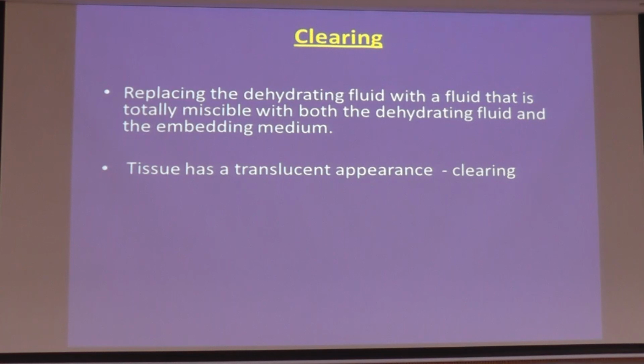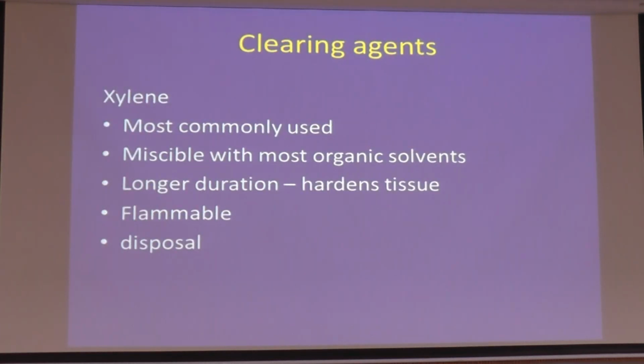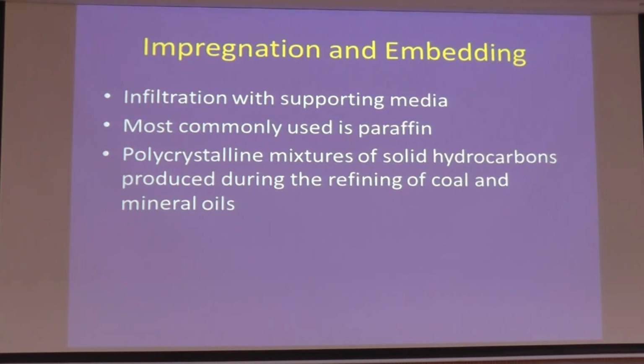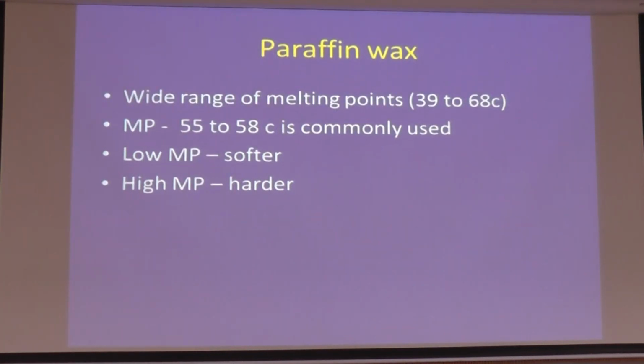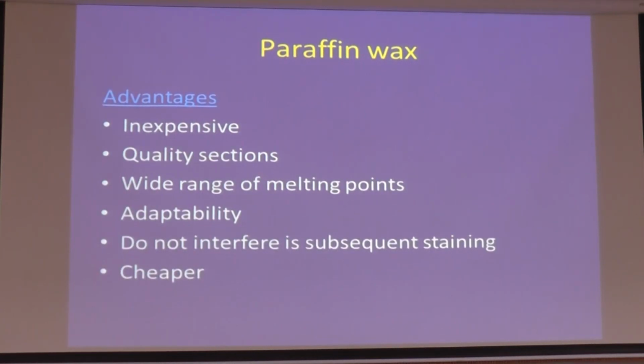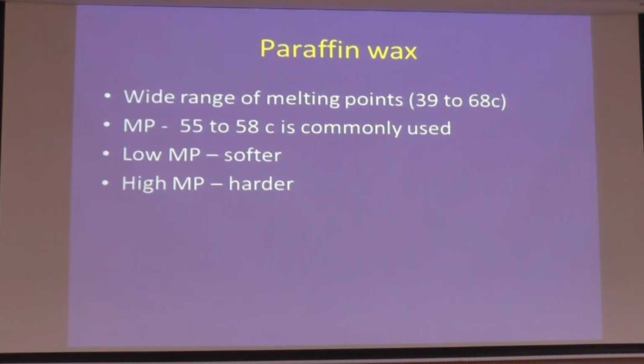Then clearing. If there is any excess alcohol present in the tissue from the dehydration process, that will be cleared in this step by using xylene. So here the clearing agent is xylene. Then impregnation and embedding. In the impregnation method, we will use liquid paraffin, which makes the tissue firm so that it can be cut properly. Then for embedding, we are using paraffin wax. Paraffin wax is used because it has a wide range of melting points. The melting point we commonly use is 55 to 58 degrees Celsius.